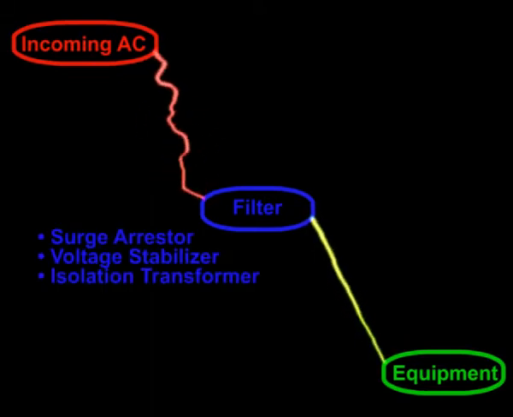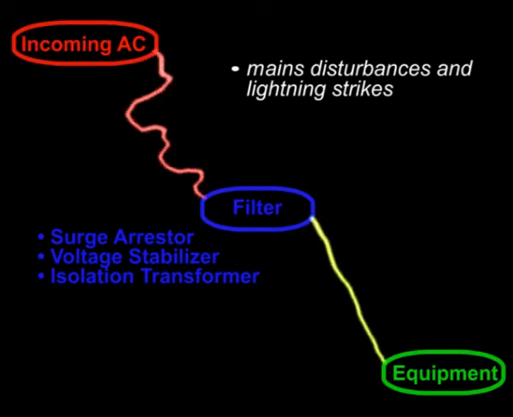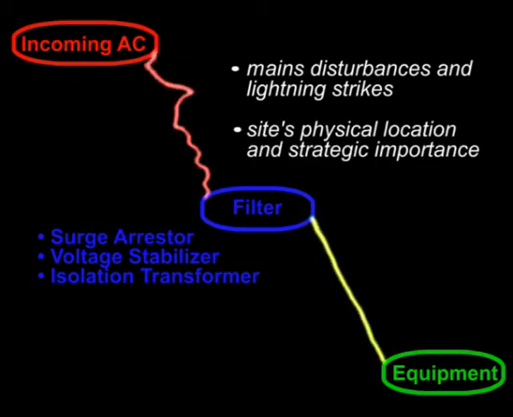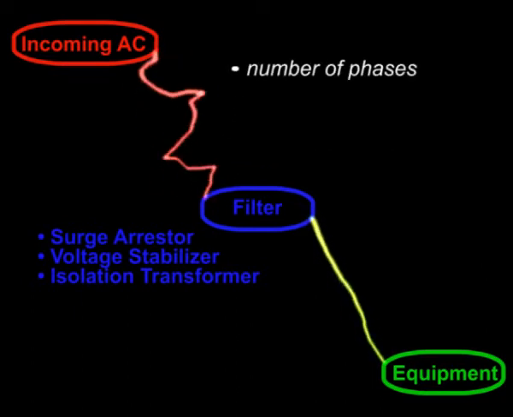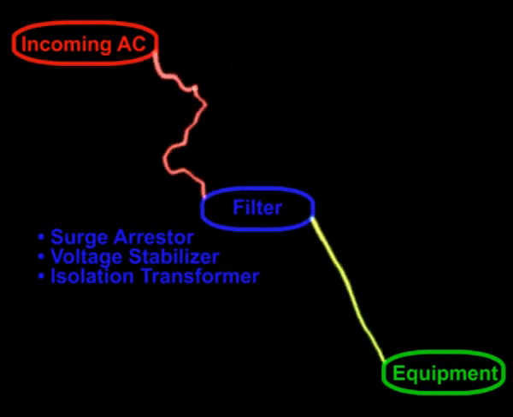The type of AC filter used depends on the degree of risk of mains disturbances and of lightning strikes in a certain environment, as well as the site's physical location and its strategic importance. The number of phases, the rectifier type and the number of rectifiers must also be considered. Automatic voltage regulation can be added to smaller filters.